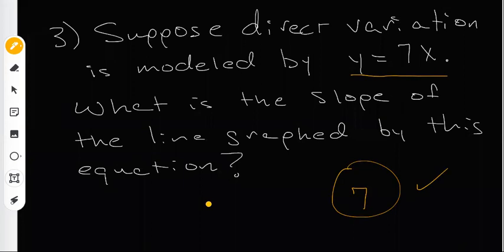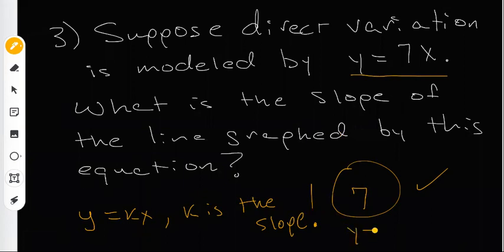It's always going to be the number in front of x. So if you have y equals kx, k is the slope. Because the number in front of the x, usually in slope-intercept form, y equals mx plus b, the m is always going to be the number in front of x, and that's going to denote the slope of the line. So the slope of this line is going to be 7.